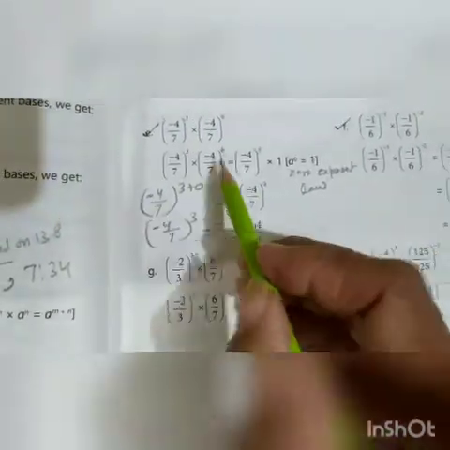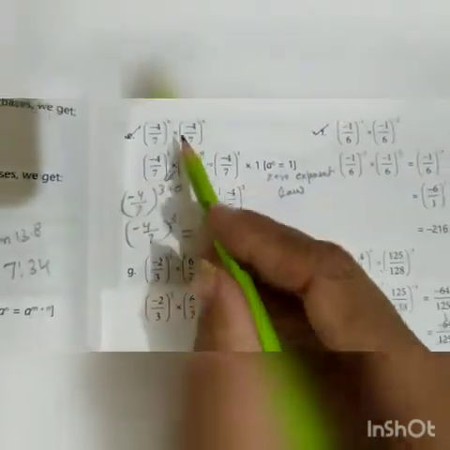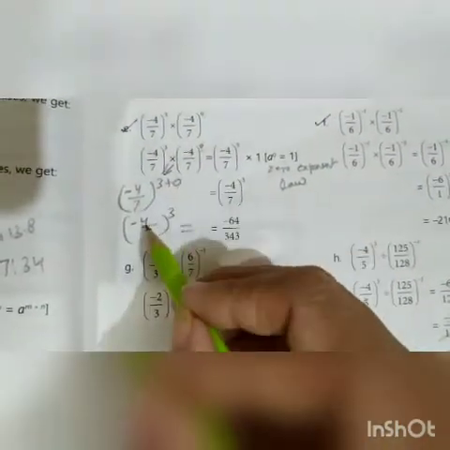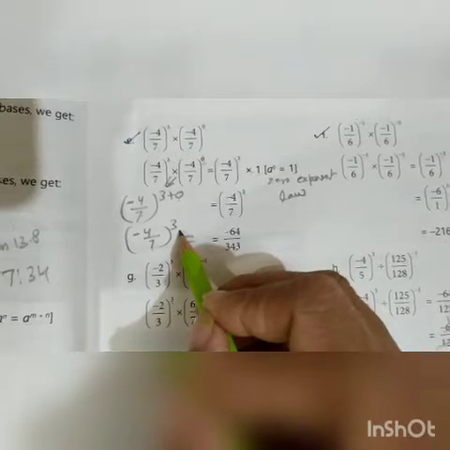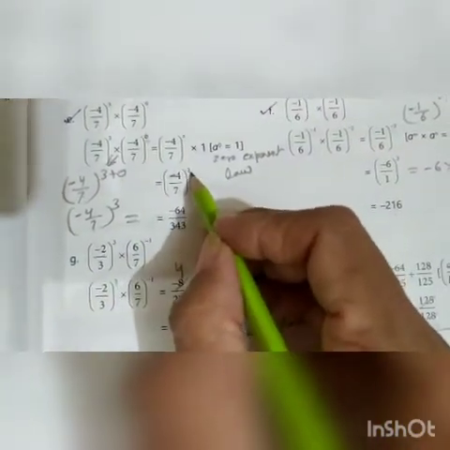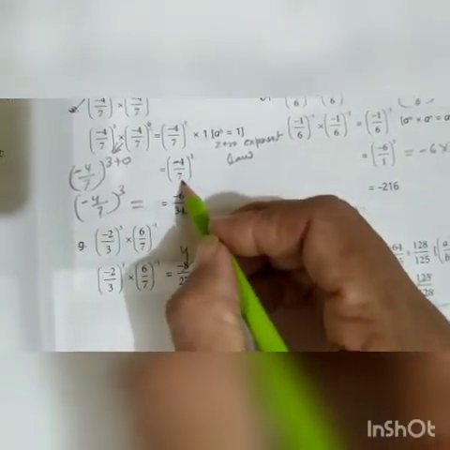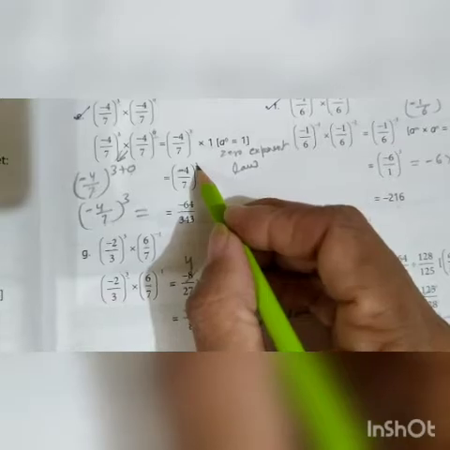Or we can do it like this. After this we can do like this. Minus 4 upon 7 power 3 plus 0. It will be minus 4 upon 7 power 3. This time the base is negative, the power is positive. So we will not write the reciprocal. We write the reciprocal only when the power is negative.